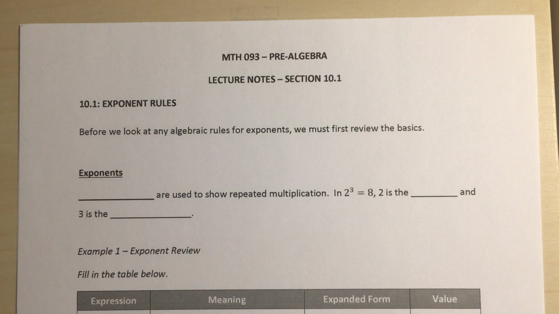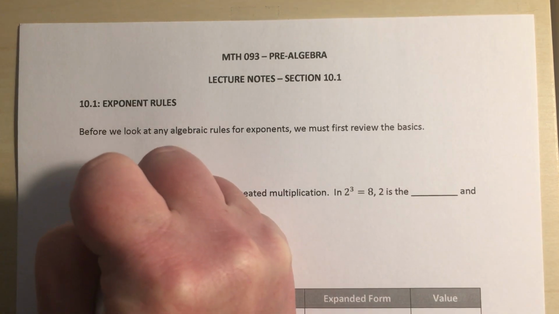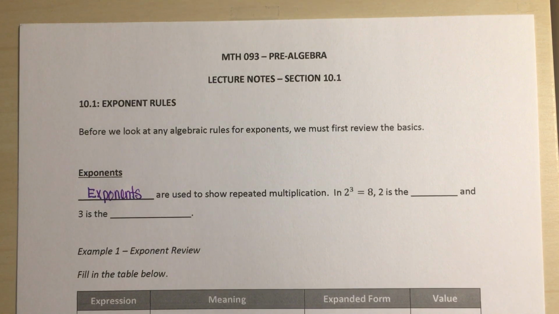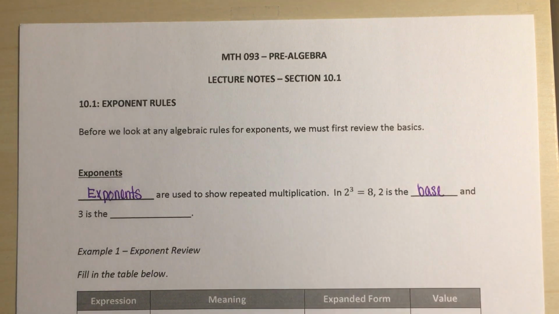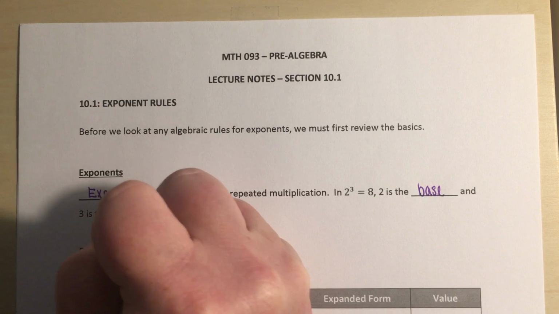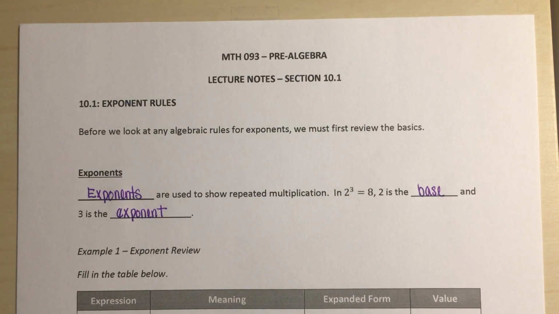So the first thing that we have here is a definition. Okay? So when we're thinking about our definition, remember our exponents are the numbers that are used to show repeated multiplication. So in the expression 2 to the third equals 8, 2 is our base. Remember that is our large number that's being repeated. And 3 is the exponent. It's the smaller number that's written up high that tells us exactly how many times we are repeating the base.